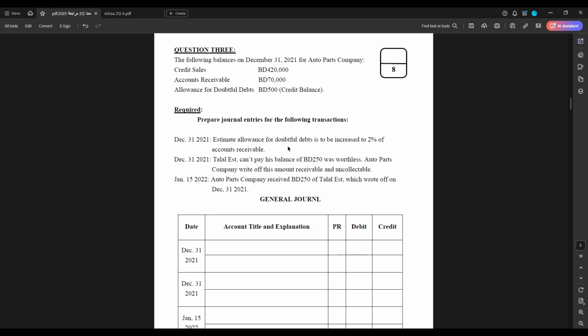We will start by estimating the allowance for doubtful debt by 2% of accounts receivable. The first entry for recording bad debt will be debit bad debt expense, and credit allowance for doubtful accounts.